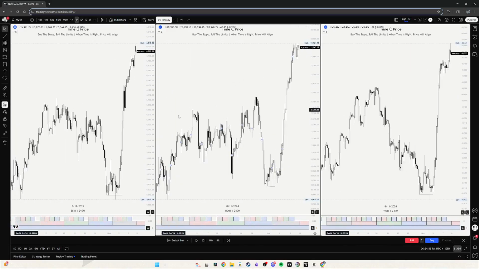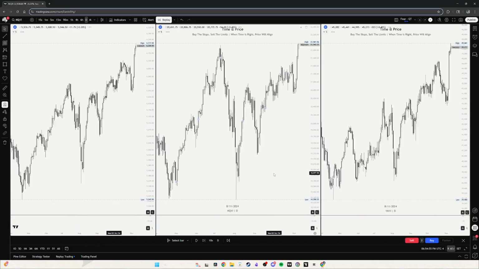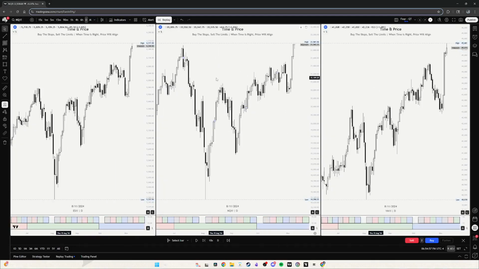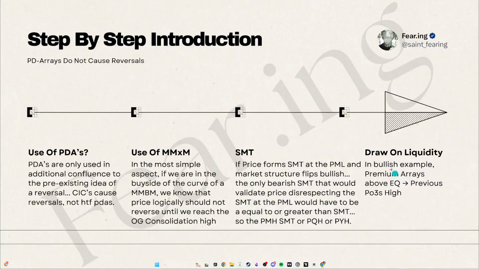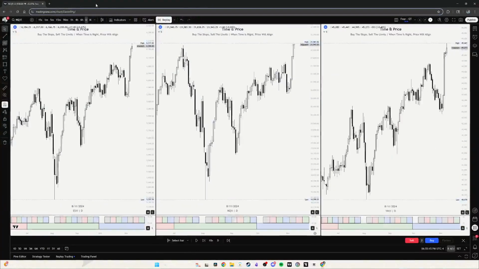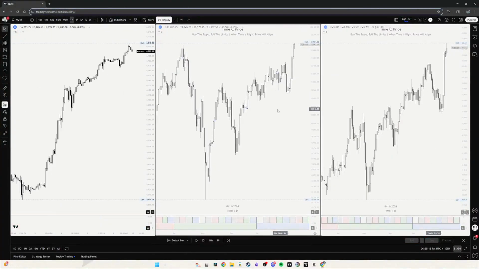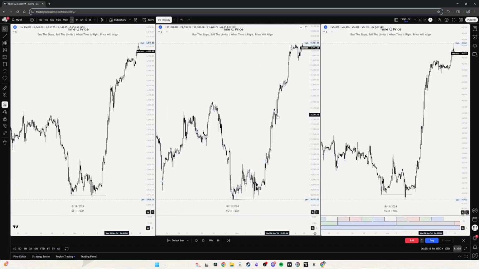That is ultimately what I was getting at here, as you can see right here. Anyways, finally, drawn liquidity in a bullish example would literally just be the previous power three's high. So the example I showed, the previous month high, the previous week high. However, there are times where this does not work, and this is very important to take note of.